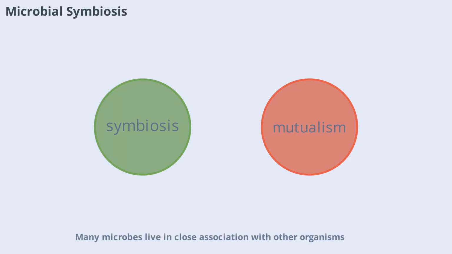Many microbes live in close association with other organisms, forming symbiotic relationships. Genetic coding enables microbes to interact with their hosts, exchange nutrients, and provide benefits such as digestion or protection from pathogens. Symbiosis is a driving force in evolution and ecosystem health.